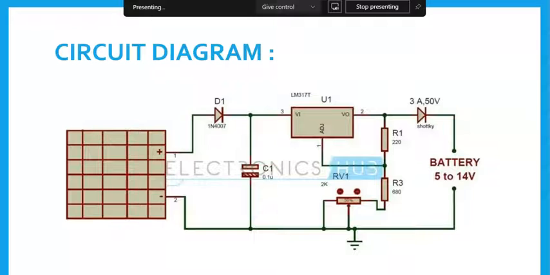The solar power is converted to electricity, that is DC power, through the solar panel, and then the output of the solar panel is given to the IC LM317, which is a voltage regulator. It is a positive voltage regulator. We use this instead of the IC 7812, because by using this we can set the output voltage to our desired value.